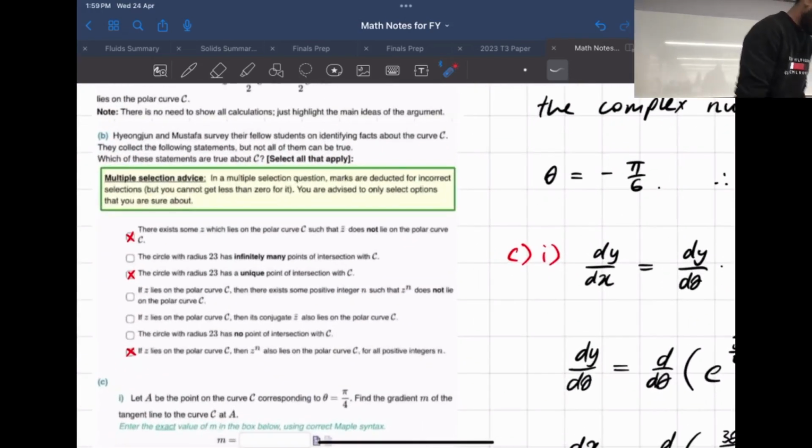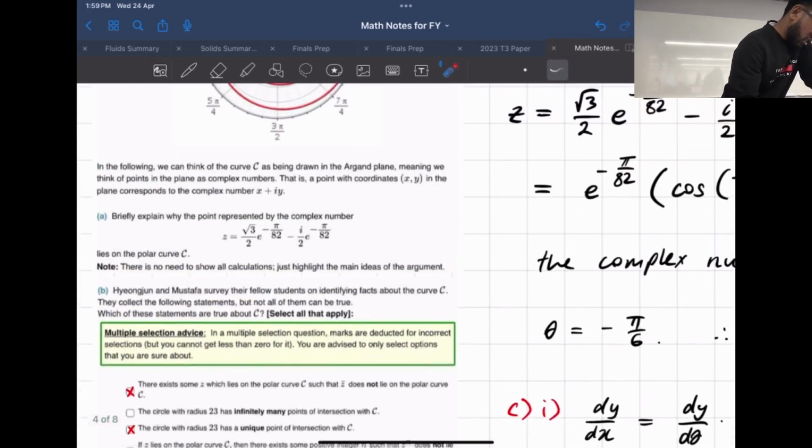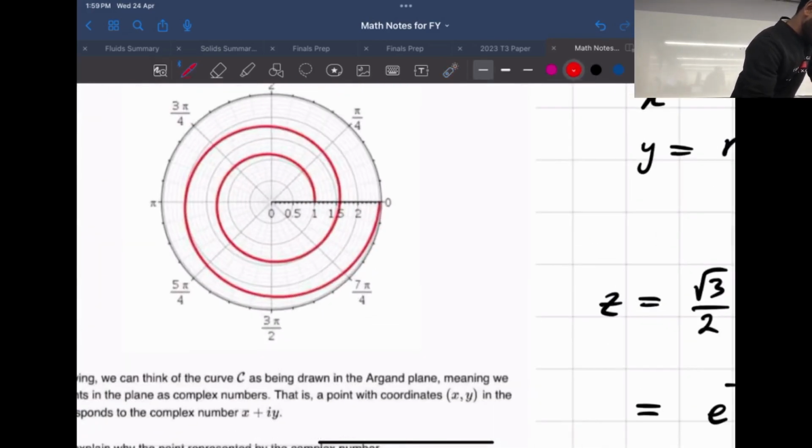Okay, part B. Select all that apply. I'll just go through why these three are true. So there exists some z which lies on the curve, but z conjugate which doesn't lie on it. So consider z over here, something that looks like this. If you take z conjugate, it will just flip across the x-axis and you get something over here.